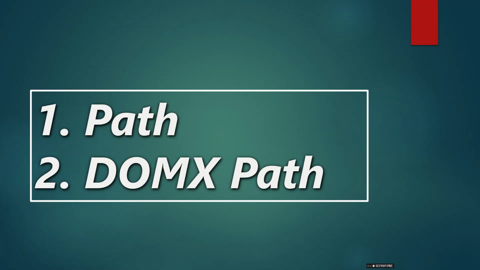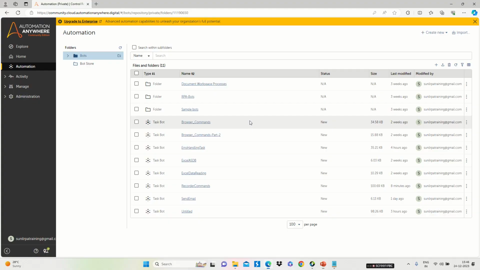In today's session we'll see how to use path and DOMXPath. First we'll understand what path and DOMXPath are. Path is nothing but a number format. It displays the number format inside the element of an object. DOMXPath is the ID of an element. It is just giving the ID like HTML tags and all.